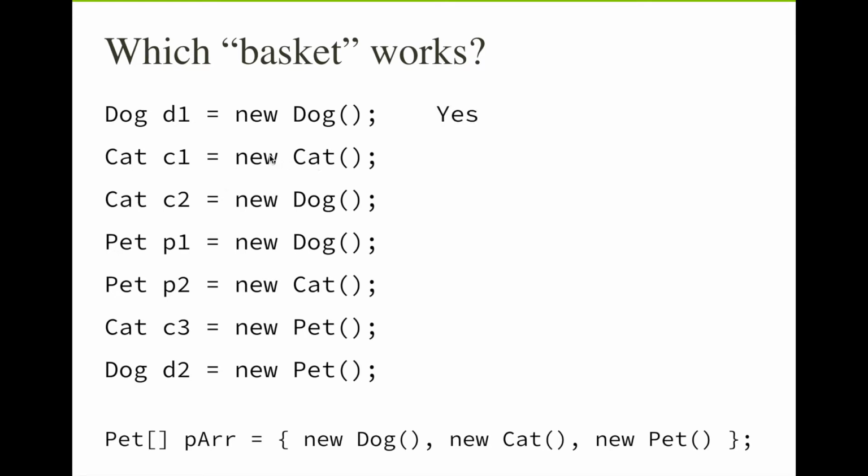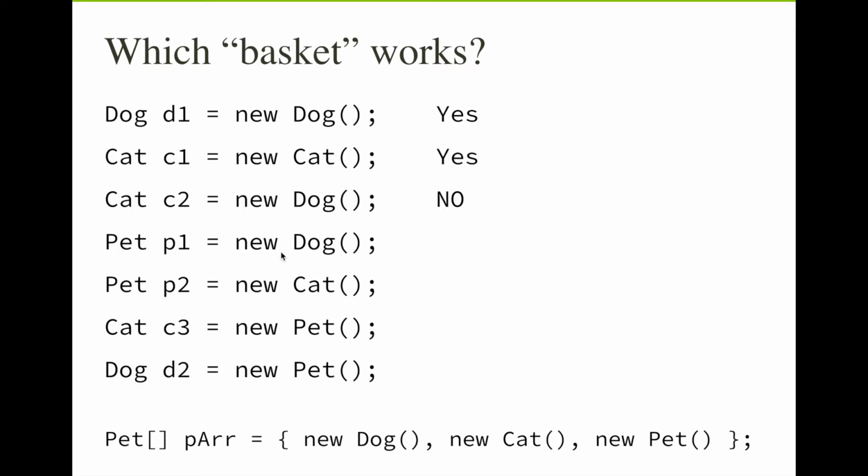How about this? Can I put a cat right here into this basket? This basket is of what type? This basket's a cat basket. So look at that. Yes, I can put a cat into a cat basket. All right, here we go. We got a dog. Can I put a dog into a cat basket? Well, we already went over this. No, you certainly cannot. You can't do it.